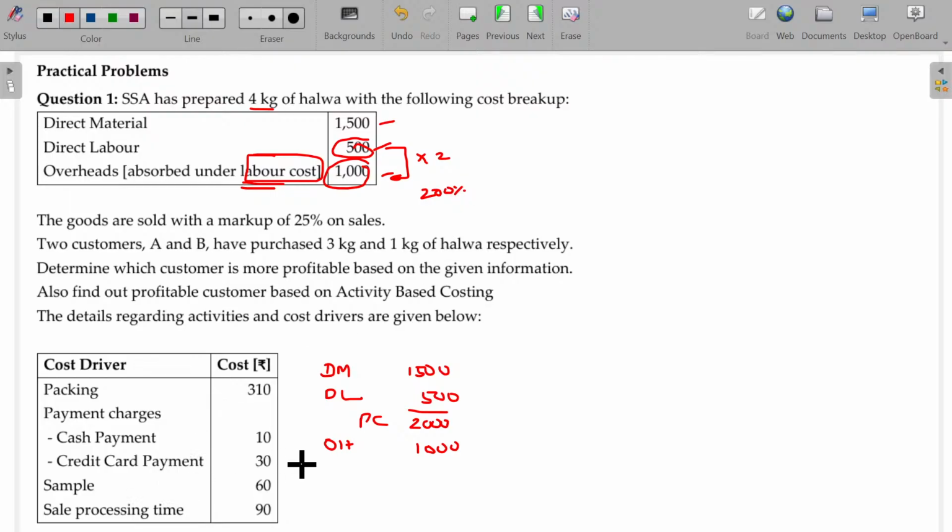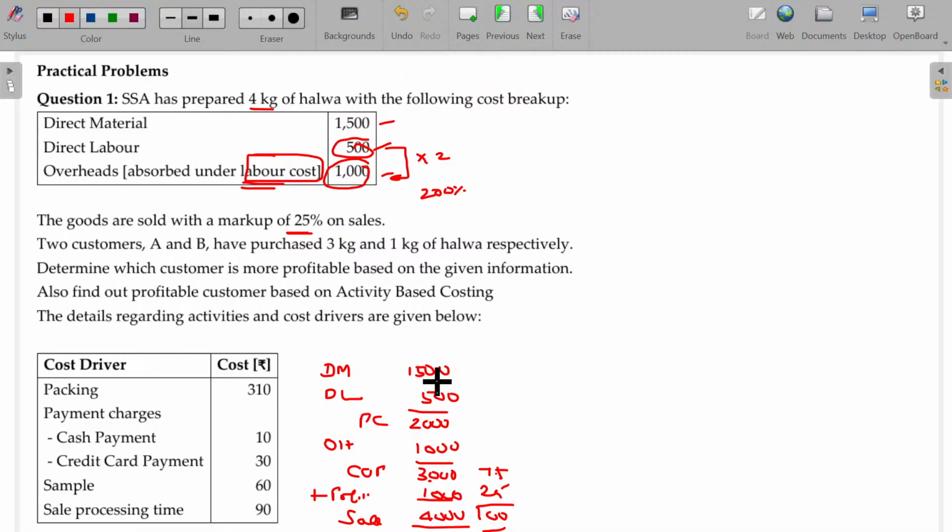That's how we'll find out the cost here. Now, if I add this, then you will get the cost of product as 3,000 rupees. The goods are sold with a markup of 25% on sales. So you add the profit of 25% on sales. If the sales being 100, then this profit is 25 and this should be 75. Is that clear? 75 is this one, means 25 should be 1,000 and sales should be 4,000 rupees. Clear? See, this is how the traditional costing fixes the sale price and absorbs the costs to the product.